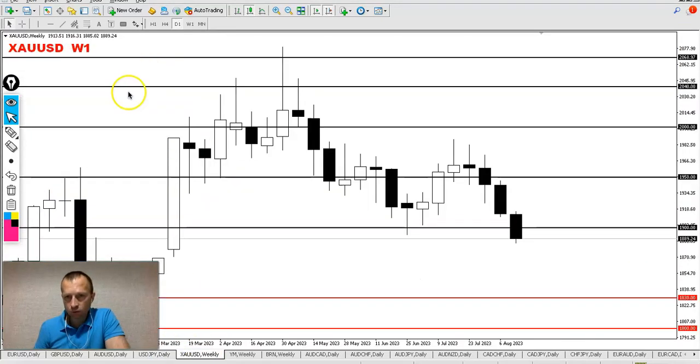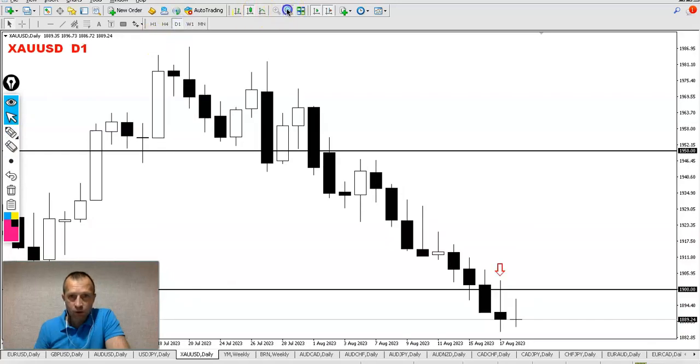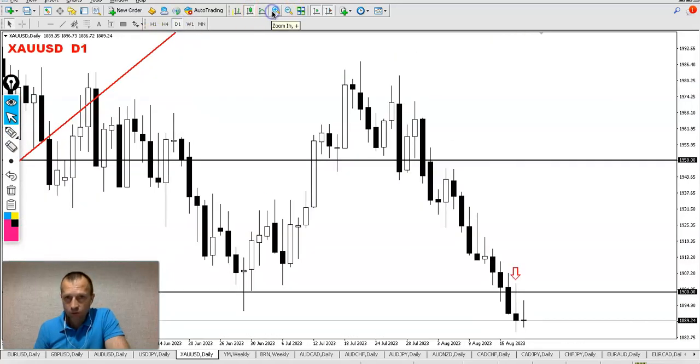Let's switch to gold. Gold, it's weak. I remember I discussed 1950 and 1900 now. We close below 1900. It's not good, and it has opened the door for 1830 and 1800 as well. So I would suggest to sell gold at this point, because what to do? Just do what the market is telling you.